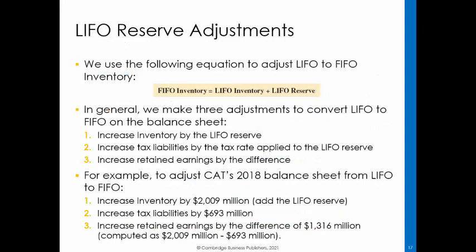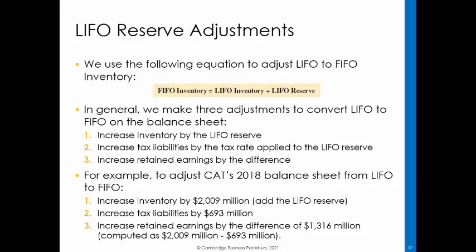Caterpillar uses LIFO for most of its inventories, but neither the IRS nor GAAP require the use of a single inventory costing method. That is, companies are allowed to, and frequently do, use different inventory costing methods for different types of inventory. We can use the LIFO reserve to adjust LIFO inventories on the balance sheet to their FIFO value using the equation shown. In general, we use three adjustments to convert LIFO to FIFO on the balance sheet.